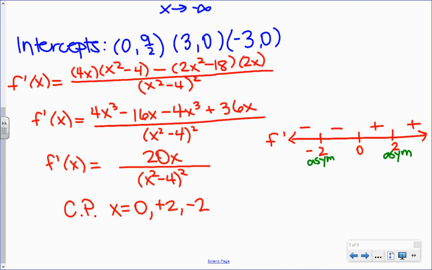So really we need to look at 0. What's happening at 0? We have a minimum. So we have a minimum at x equals 0, and we already decided that that coordinate is (0, 9/2).